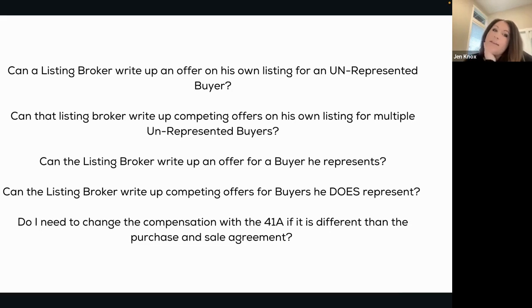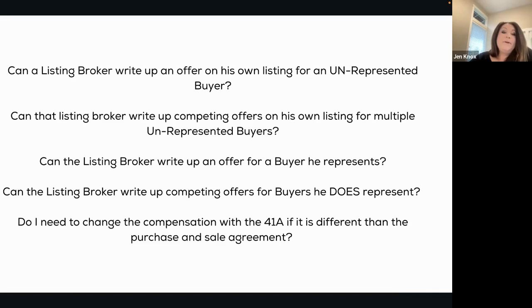But number one, can a listing broker write up an offer on his own listing for an unrepresented buyer? Can a listing broker write up competing offers on his own listing for multiple unrepresented buyers?